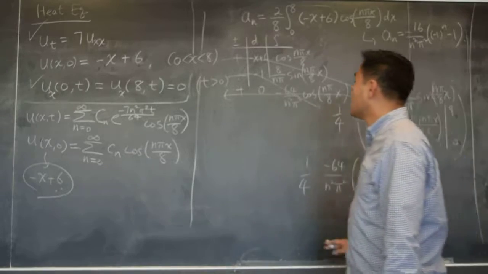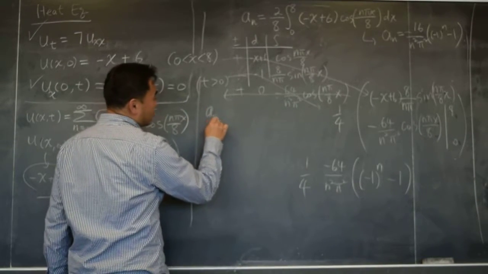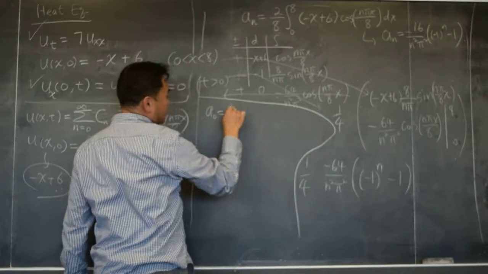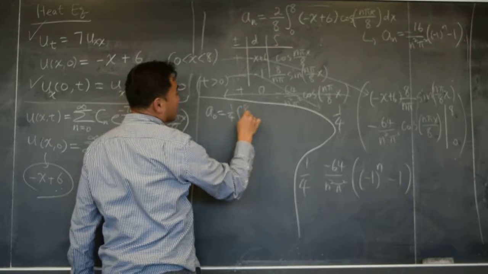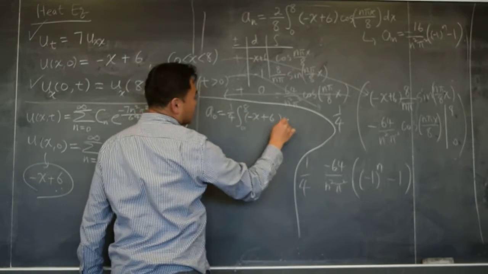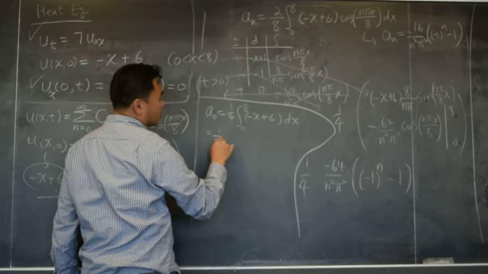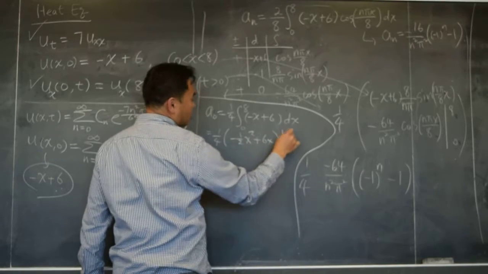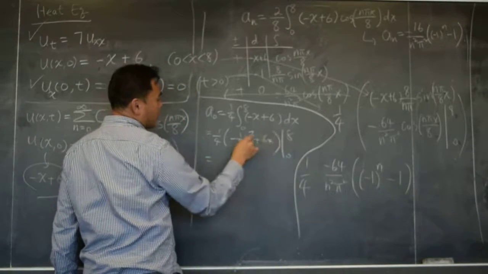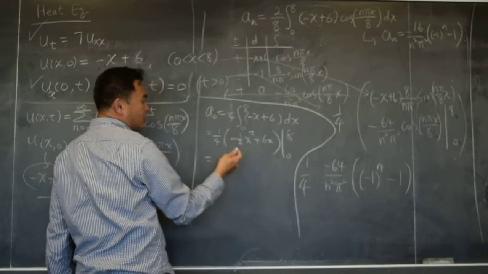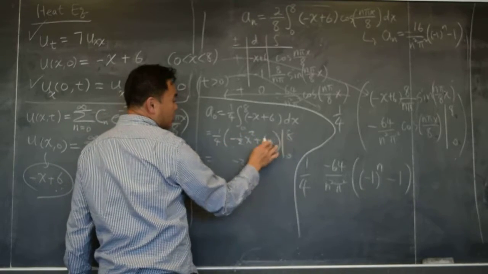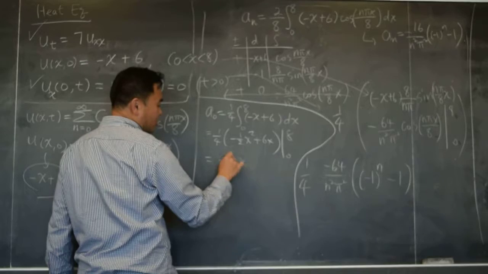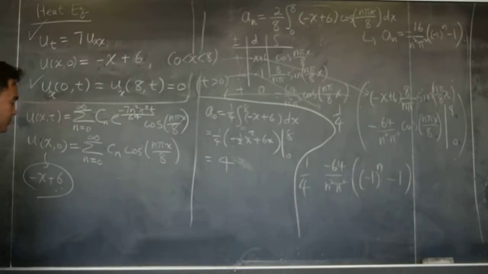Now what about a0? a0 is, let's see, 2 over 8, still the same, 1/4, integral from 0 to 8 of negative x plus 6 dx, which is 1/4 of negative 1/2 x squared plus 6x, plugging in 8 and 0. If you plug in 8, 8 times 8 is 64 divided by 2, that's negative 32. And 8 times 6 is 48, 48 minus 32 is 16, 16 divided by 4 is 4. So that's what you get.